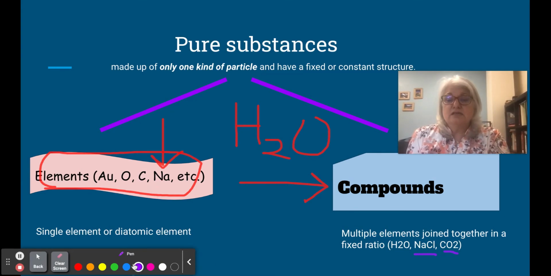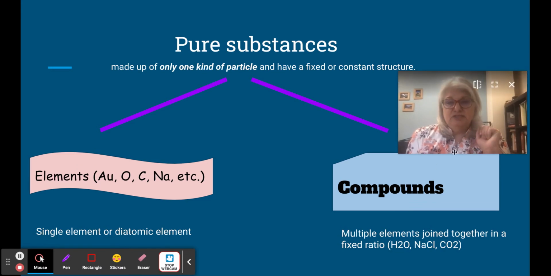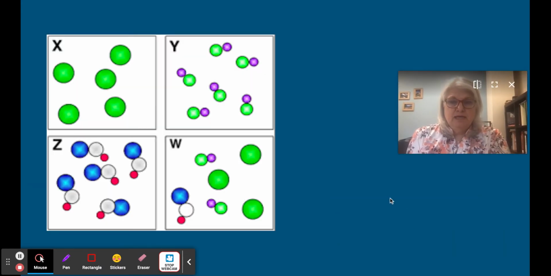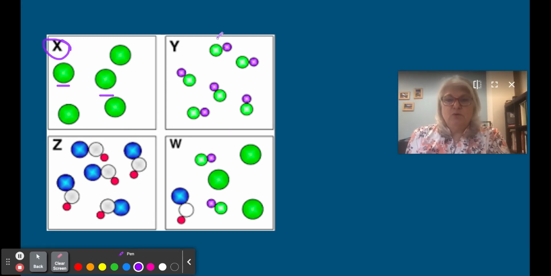Okay, so that is pure substances. Now let's take a look at mixtures. Oh, actually, let's practice this one. X, Y, Z, and W. Which ones do you think are pure substances? Obviously, X is a pure substance, right? All we have are these little green circles, and that's it. How about Y? Do you think Y is a pure substance?